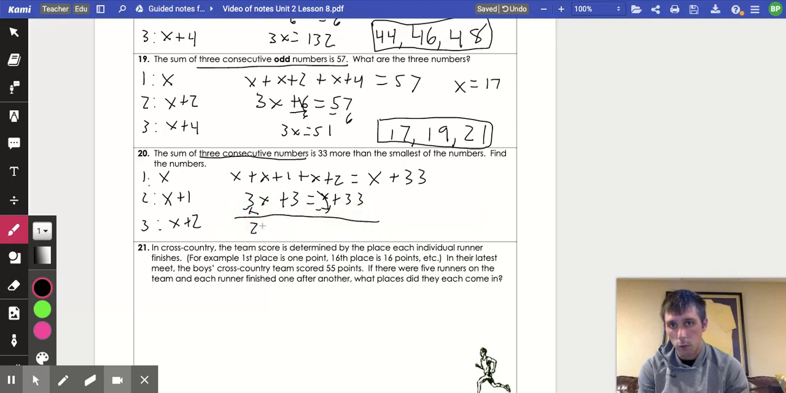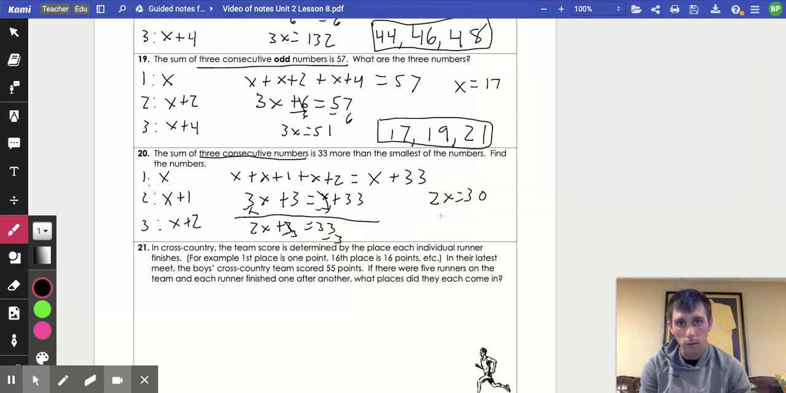So 2x plus 3 equals 33. Subtract 3. So 2x equals 30. Divide by 2. x equals 15. So our first number is 15. What's the next one? 15 plus 1, which is 16. And 15 plus 2, which is 17. And there's your answer. Good job.